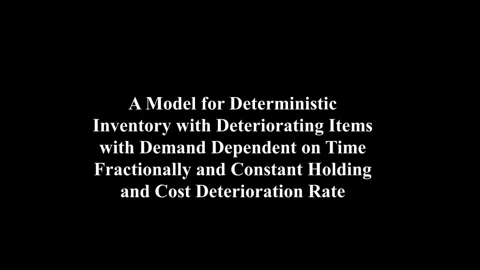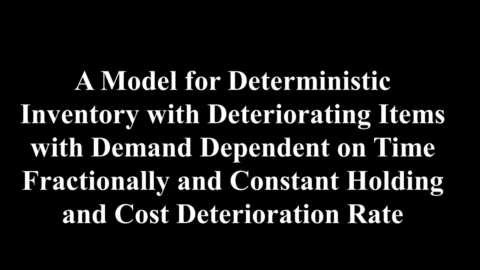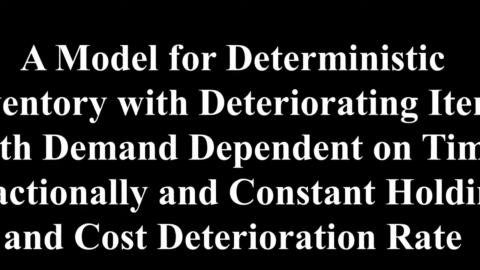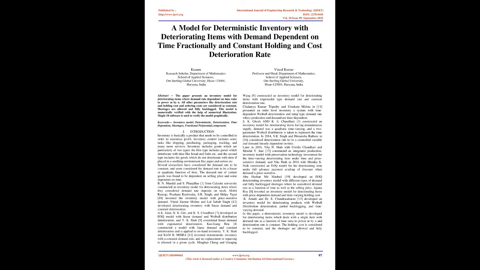A model for deterministic inventory with deteriorating items with demand dependent on time fractionally and constant holding cost and deterioration rate. Abstract. The paper presents an inventory model for deteriorating items where the demand rate depends on time raised to power m by n. All other parameters like deterioration rate, holding cost and ordering costs are considered constant. Shortages are allowed and fully backlogged.